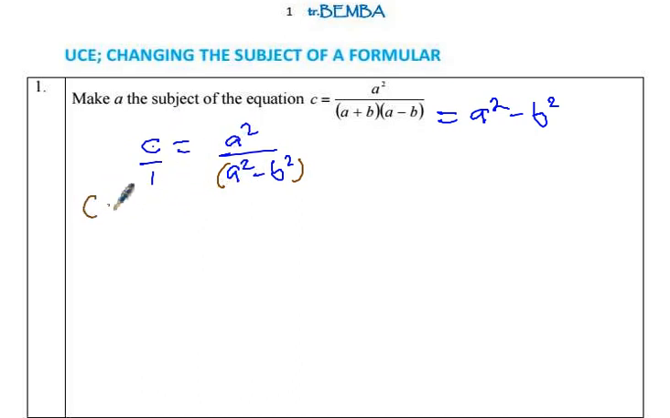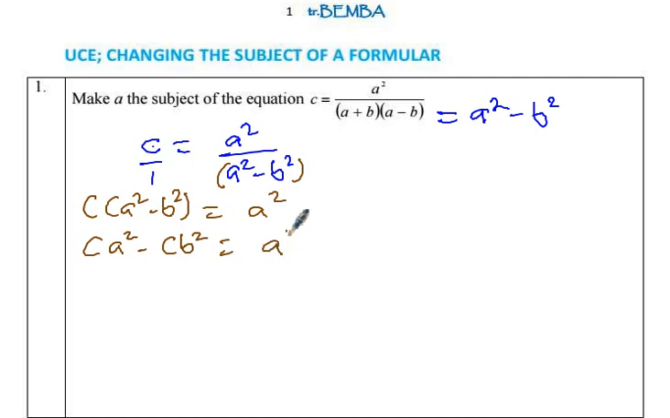Then we can go ahead and cross multiply. So we have C into A squared minus B squared is equal to A squared, right? We can go ahead and open brackets. C A squared minus C B squared is equal to A squared. Fine. Now I say I have a term with A squared on this side of the equation, and I also have it on this side, okay? But this term has no A, and since I'm interested in A, then the best thing is to have A terms on the left hand side.